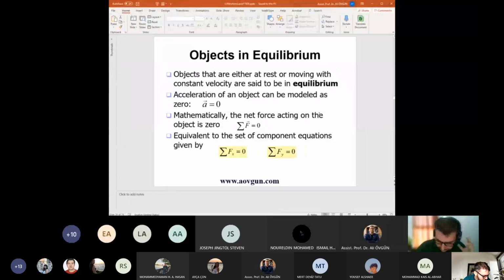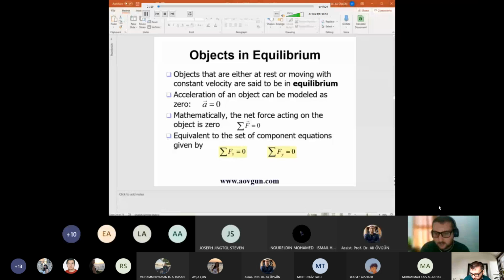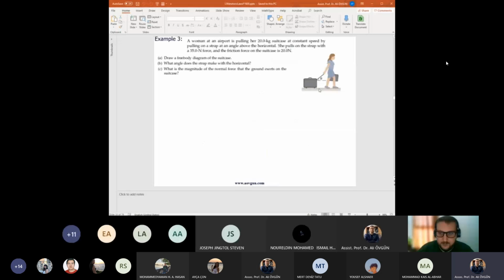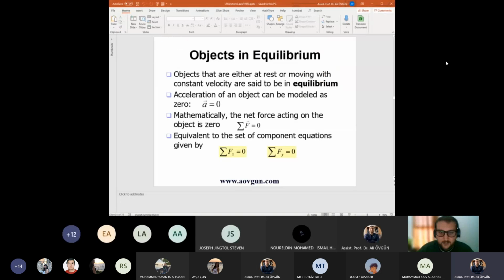Okay, last time we studied Newton's laws, and I showed you how to use Newton's first law, second law, and third law to solve some examples. Today we are going to continue with the same topic by solving more questions. Lastly, I think I solved example 3 for you.